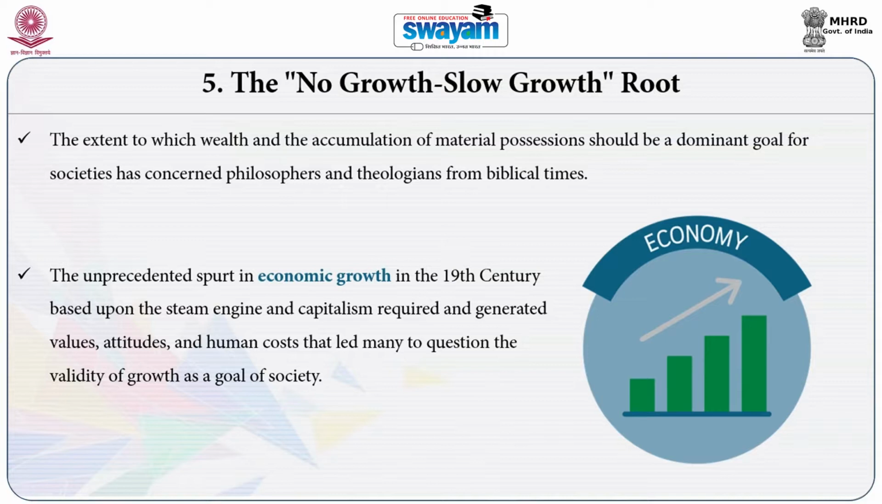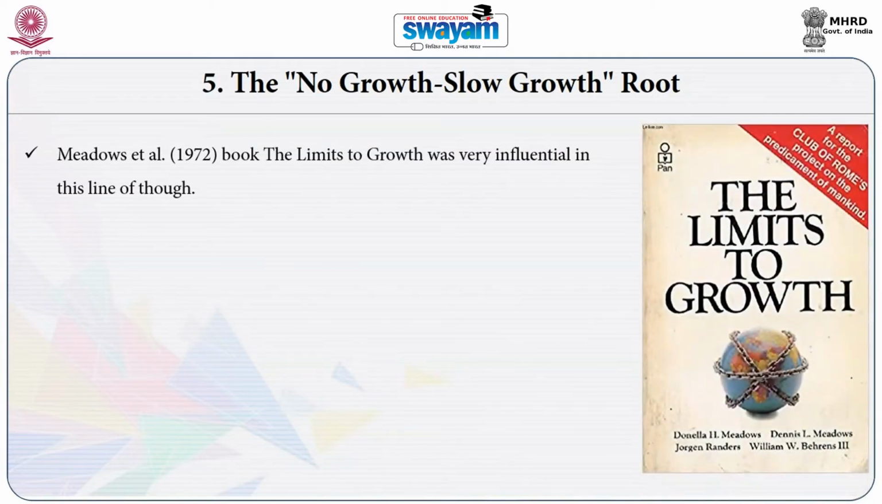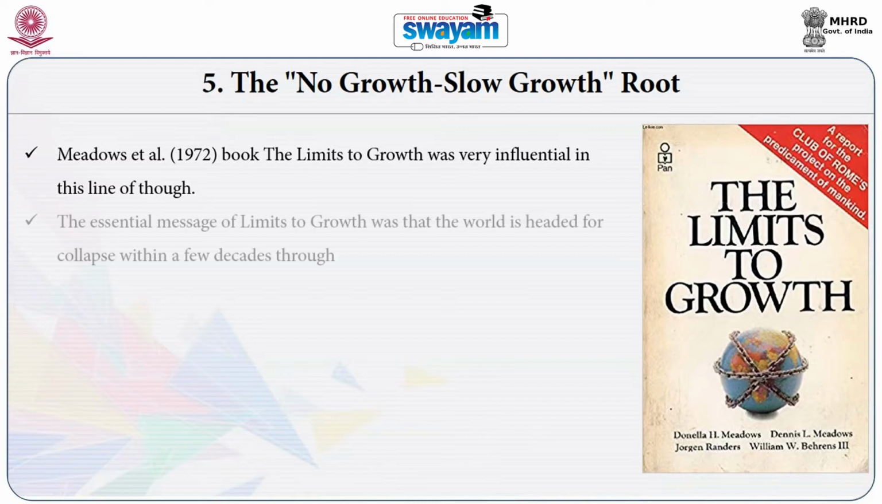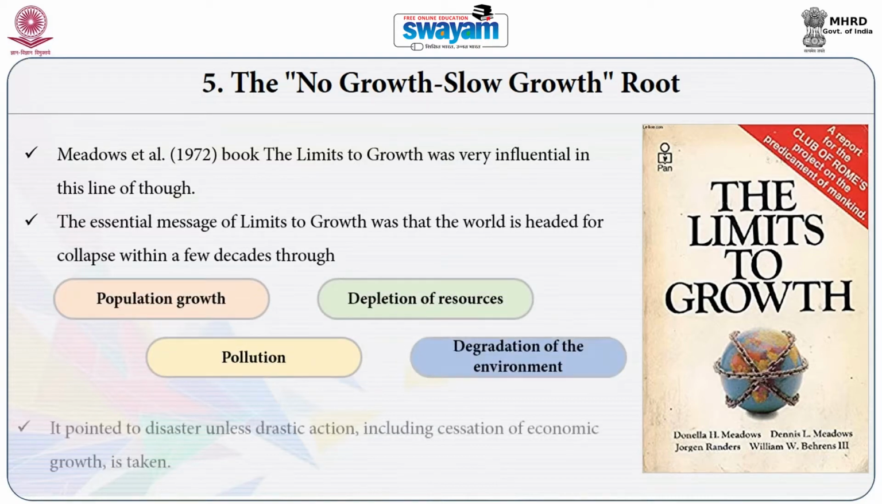Now we go back to the theory of limits to growth. There's a very interesting book, which was critiqued later on by many people, by an author called Meadows. He publishes this book in 1972, and the message of Limits to Growth was that the world is headed for collapse within a few decades through population growth, depletion of resources, pollution, degradation of the environment, or a combination of all of these. We are reaching a point of disaster. Now, he used data and models in order to show us that. His model was not right. He predicted that by 1991 we would run out of oil. We have not run out of oil.